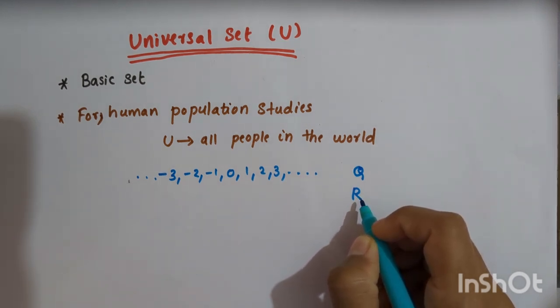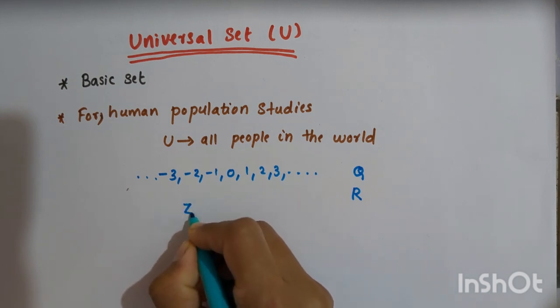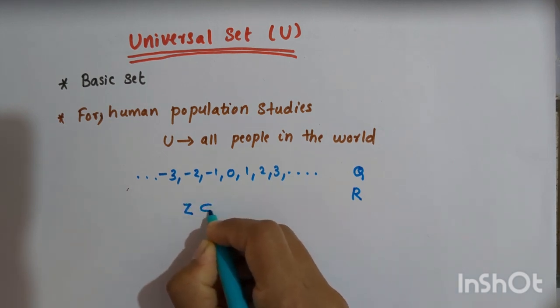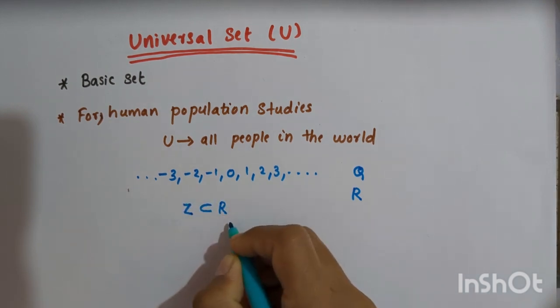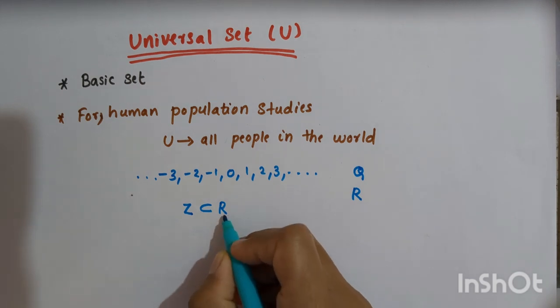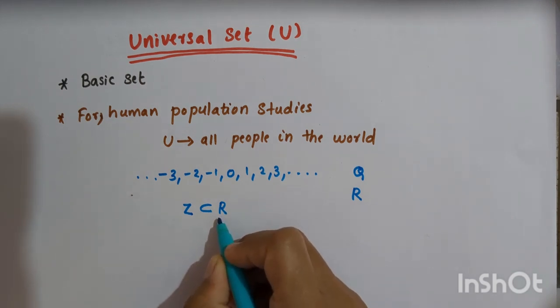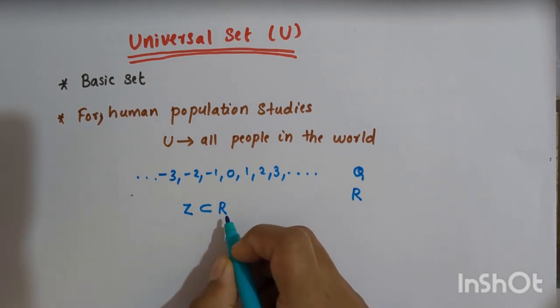Now see, the set of integers Z is a subset of the set of real numbers R. So here R is the basic set, or the universal set. So the universal set is actually the basic set. Alright.